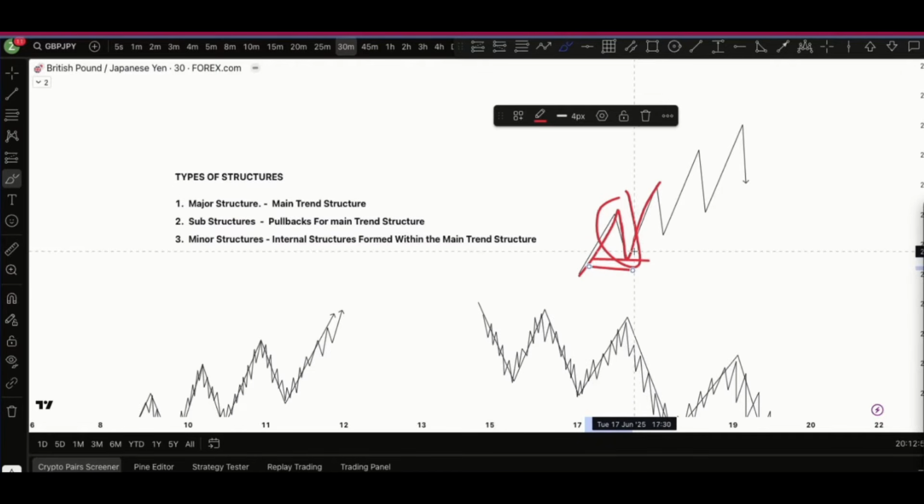And then when the pullback, that is the substructure, comes and hits some level around the point of interest and starts to continue with its main trend, that structure that is forming before now going up or continuing with its own trend is what you call the minor structure. The minor structure is an internal structure formed within the main structure.